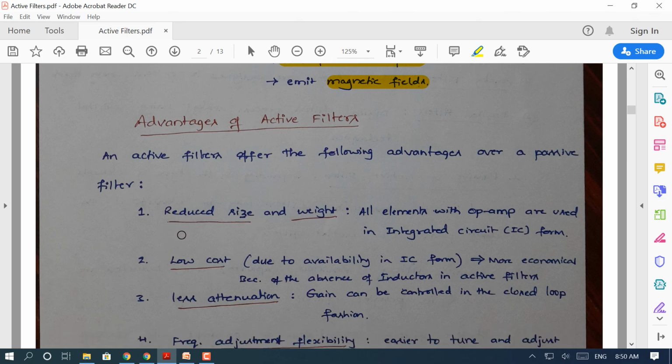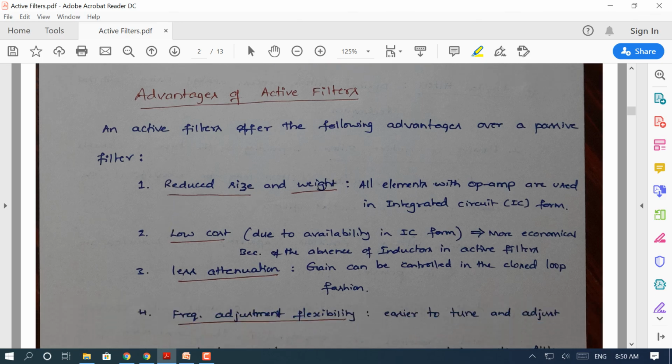First thing is the reduced size and weight. This is the first advantage of active filters. All elements used with the op amp, like resistors and capacitors, the entire thing is available in integrated circuit form. Therefore, the size of the entire active filter is going to be smaller, and of course the weight is also going to be less. So that's one of the advantages of active filters.